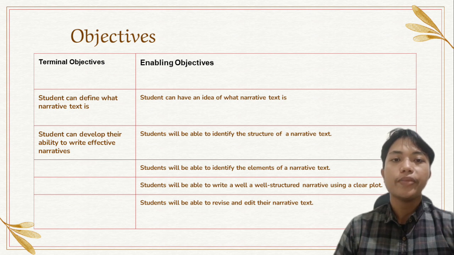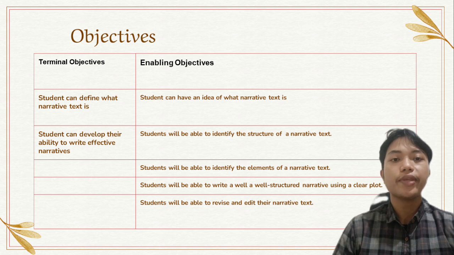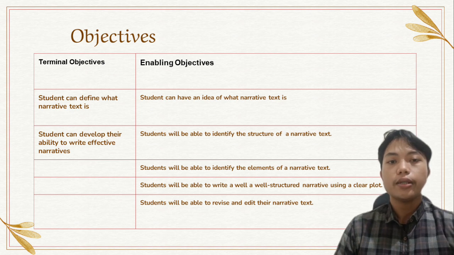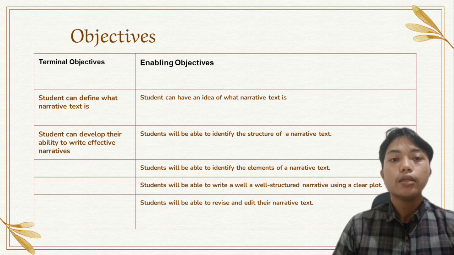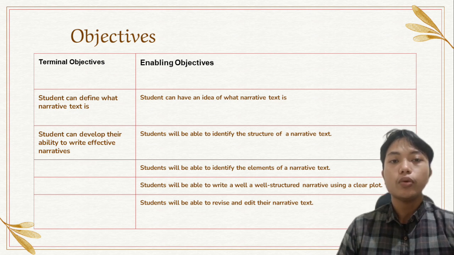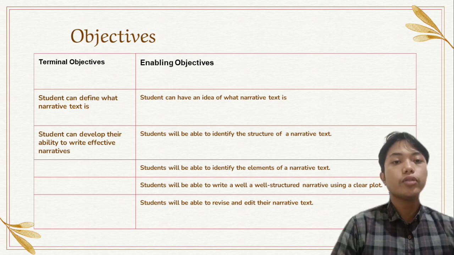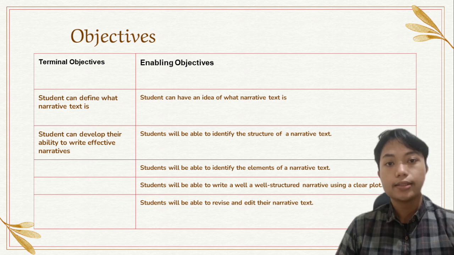And the enabling objective is student can have an idea of what narrative text is, and student will be able to identify the structure of a narrative text. Next, student will be able to identify the element of narrative text. Next, student will be able to write a well-structured narrative using a clear plot. And the last is student will be able to revise and edit their narrative text.